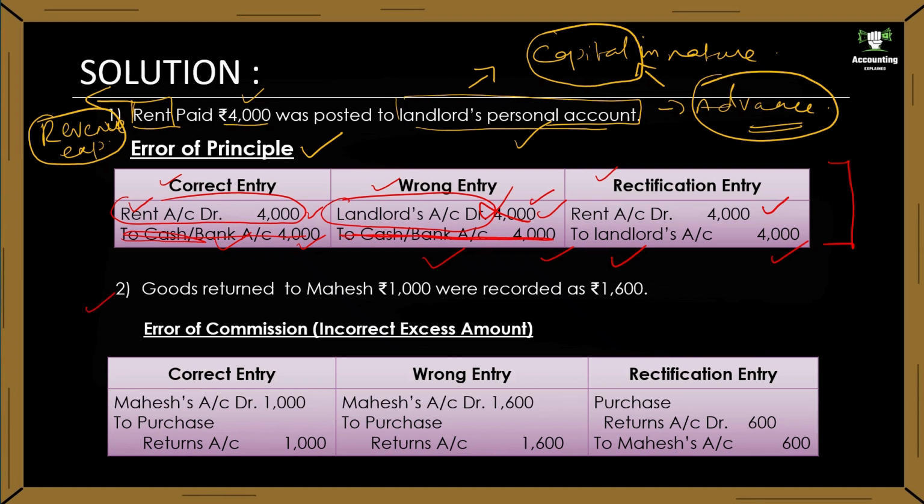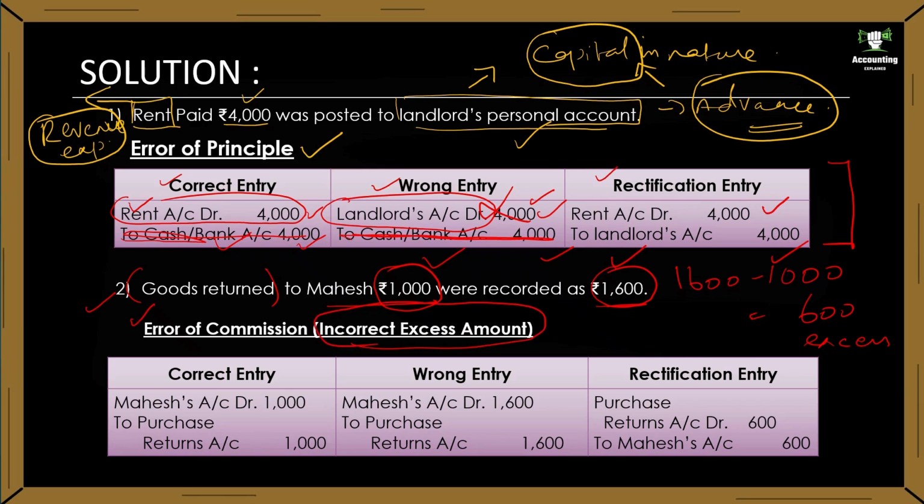Next transaction. Goods returned to Mahesh, rupees 1000, were recorded as 1600. Goods returned means purchase return. So instead of taking it as 1000, you have taken it as 1600. So 1600 less 1000 is equal to 600 excess. So we have taken an incorrect excess amount. That is called an error of commission.